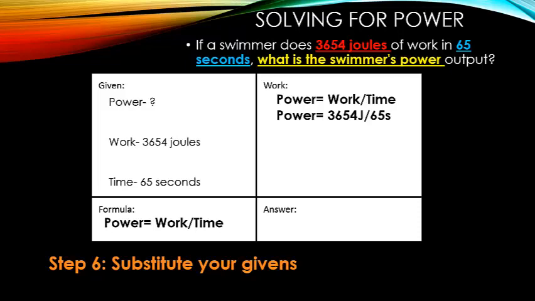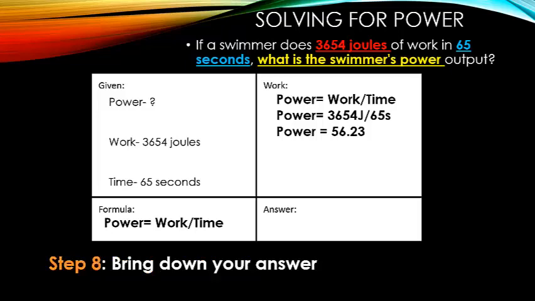So now that we got our information, we are going to solve the problem, which is step 7. In order to solve, we need to divide 3,654 joules by 65 seconds. Now you can do this longhand or in a calculator. I chose to do it in a calculator, and I got an answer of 56.23. So power equals 56.23.